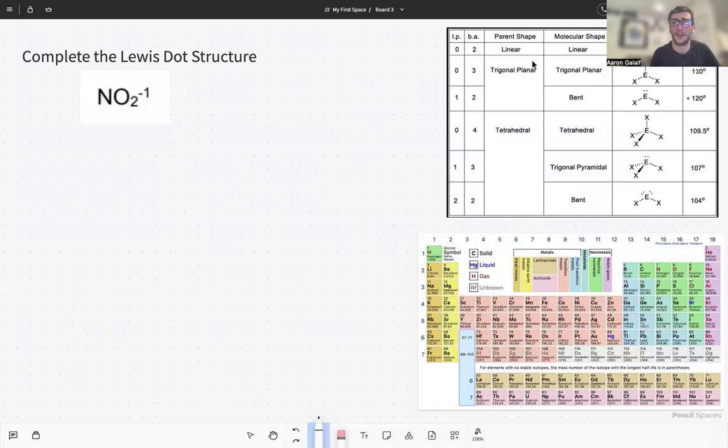Hello. In this video, we are going to go over how to complete the Lewis dot structure. For this one, we're going to talk about the compound nitrite. The first thing we need to do is find the total number of valence electrons for our compound.